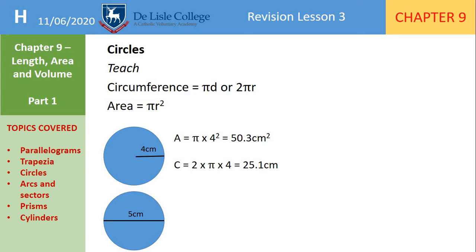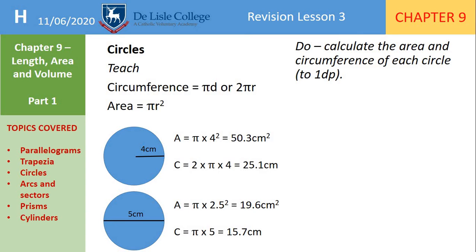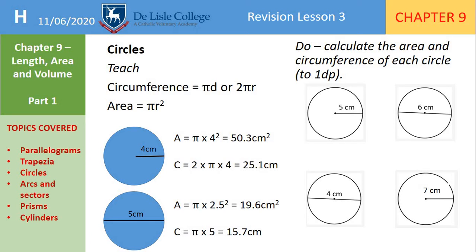Okay, if we're given the diameter, we need to half the diameter to get the radius. So for area, it will be pi multiplied by 2.5 squared. And that is going to be 19.6 centimetres squared. And the circumference, we'll use the formula pi d this time because we're given the diameter, so we will be doing pi times 5, which is 15.7 centimetres. Okay, you're going to have a go at calculating the area and the circumference for each circle to one decimal place. So pause the video while you work through them.